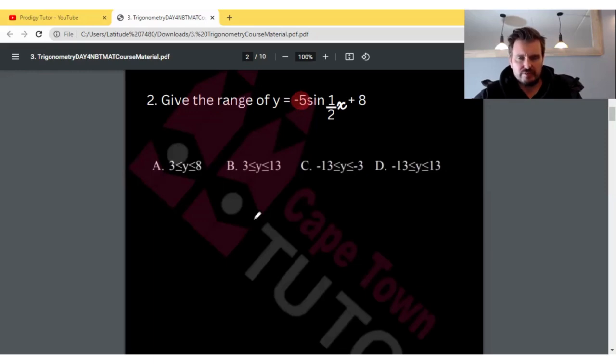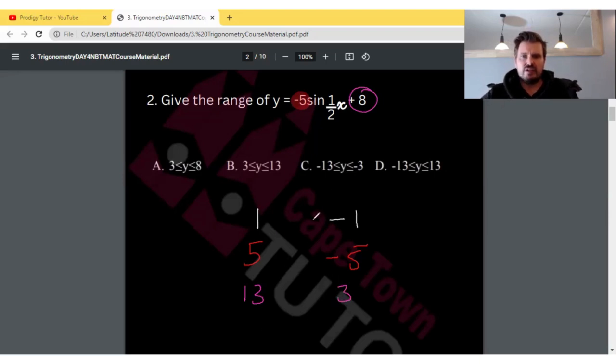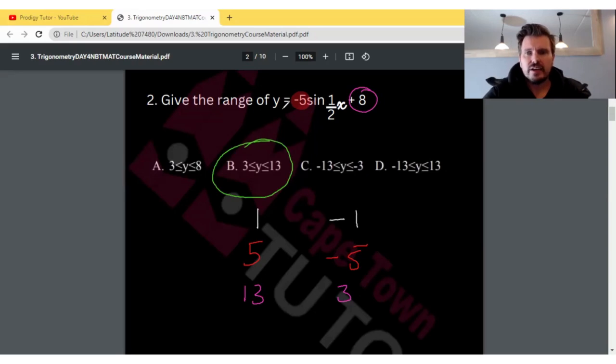Okay, so one more time. Its normal range is 1 to -1. You multiply it by 5 in red. It goes from 5 to -5. And then the 8 there just adds 8 to both. So 13 to 3. So if you didn't understand the visual, hopefully you can understand those 2 steps that we did to change the range. So the answer is B, 3 to 13. Okay, let's look at the next one.